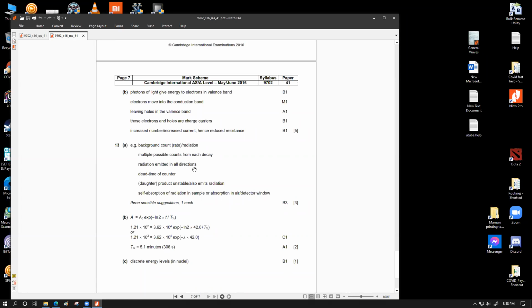Radiation emitted in all directions, this is something that I talked about. Dead time of counter. What is the dead time of a counter? I don't know what this is. I have to look for it.